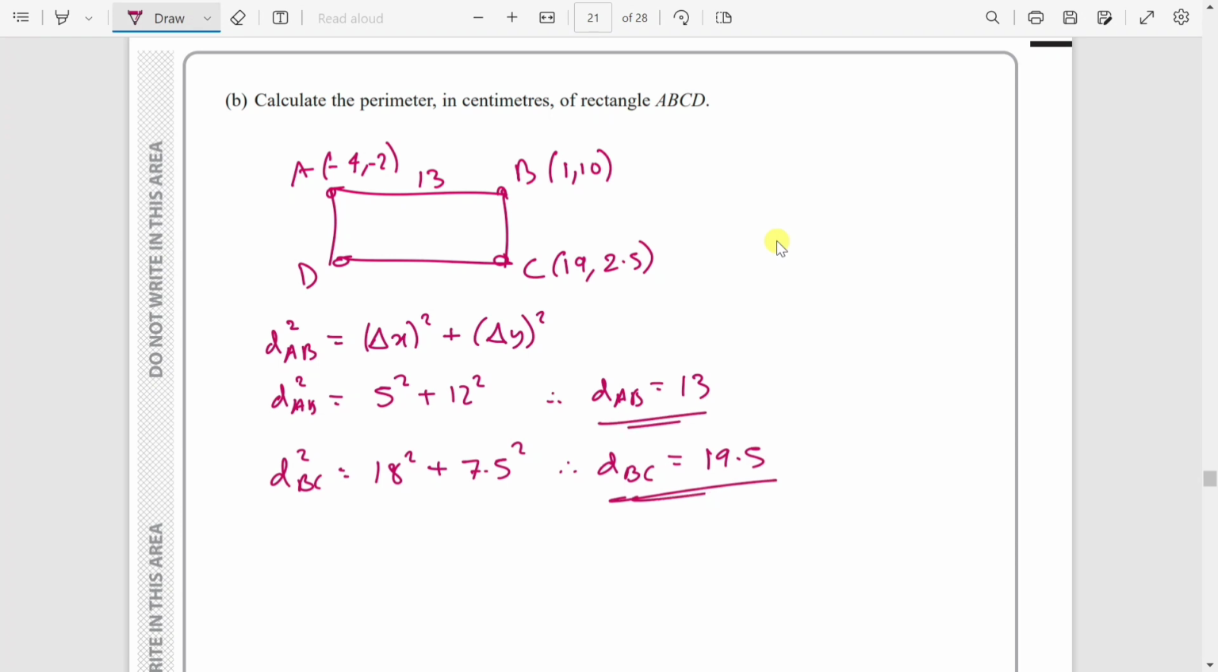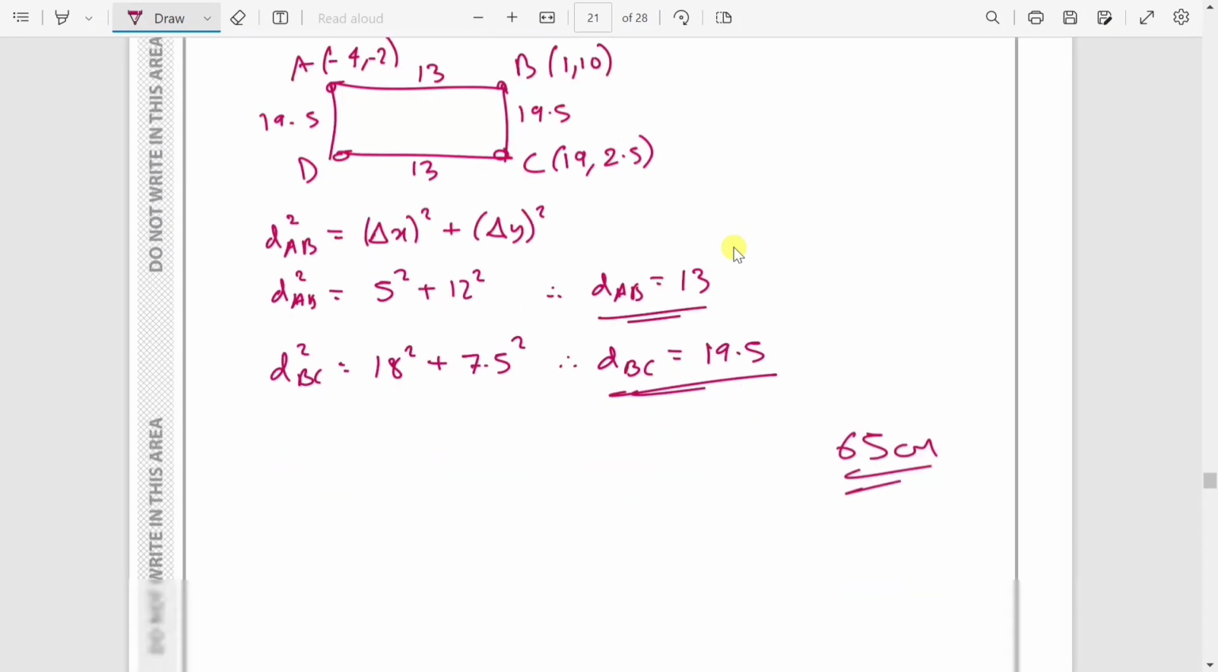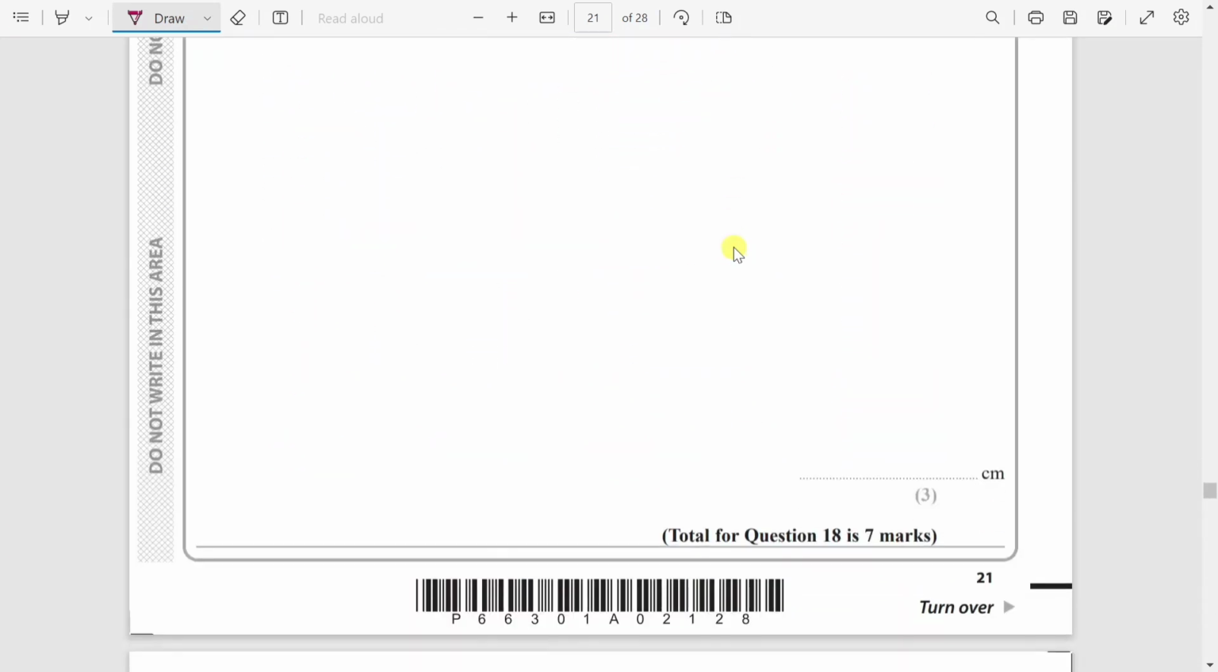Yeah, and we're done. So we got our lengths. Now the question is to calculate the perimeter, so the length all the way around. We know this is 13, so it's going to be 13 here as well, and 19.5 here as well. So we just add up all of these 4 digits. When you do that, 13 plus 13, so just add up these two and times it by 2. You should get a final distance of, I believe, 65 centimeters. And that's it. That one's done as well.